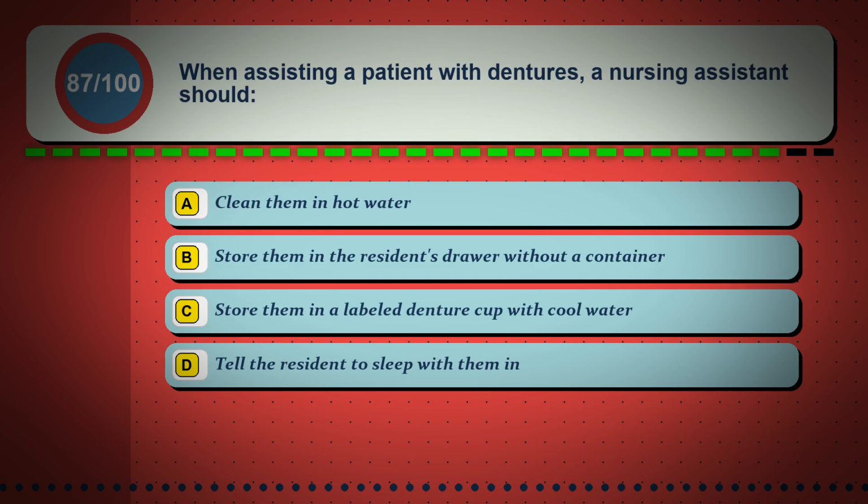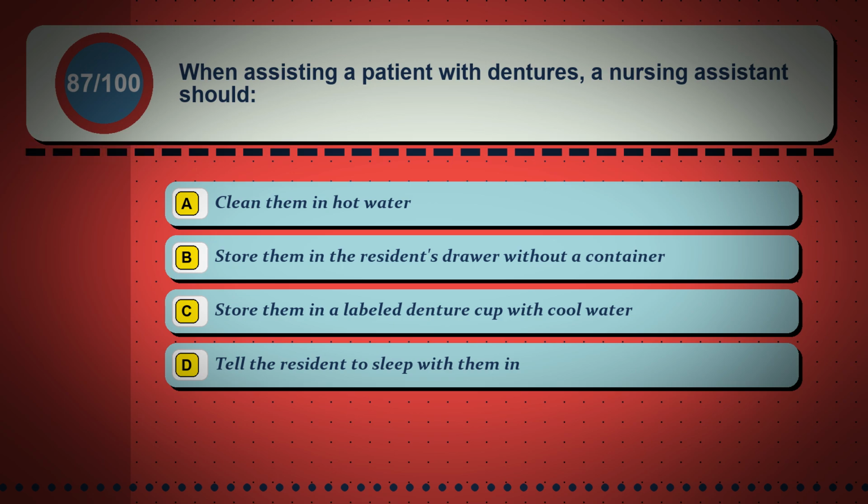Question 87. When assisting a patient with dentures, a nursing assistant should option A. Clean them in hot water. Option B. Store them in the resident's drawer without a container. Option C. Store them in a labeled denture cup with cool water. Option D. Tell the resident to sleep with them in.